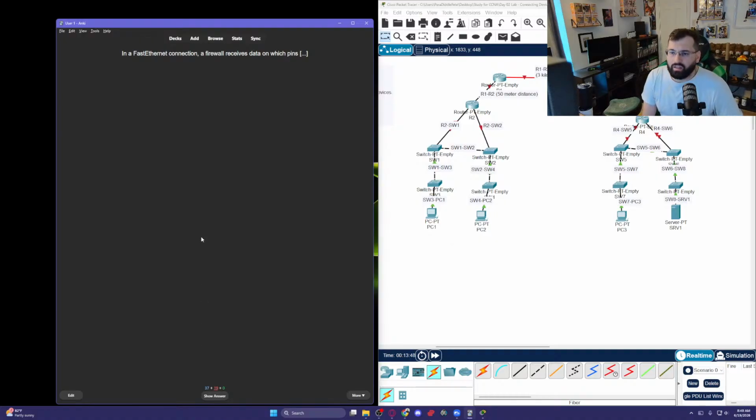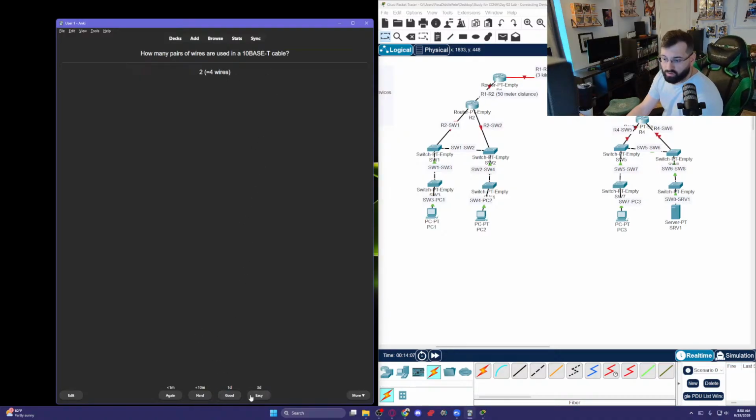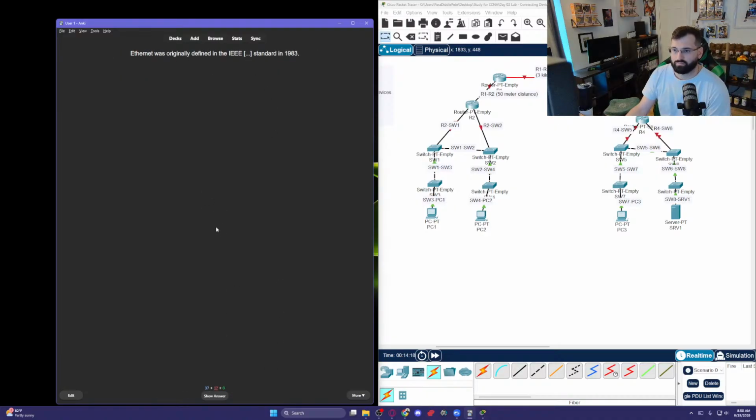Okay, in the fast Ethernet connection, a firewall receives data on which pairs? The firewall is still going to be 3 and 6. Okay. How many pairs of wires are in the 10 base T? 4. Yeah, we're good with that. Oh shoot, I didn't read that. Cables emit a faint signal outside the cable. Okay, yeah, we're good. Ethernet was originally defined as IEEE 802.3.